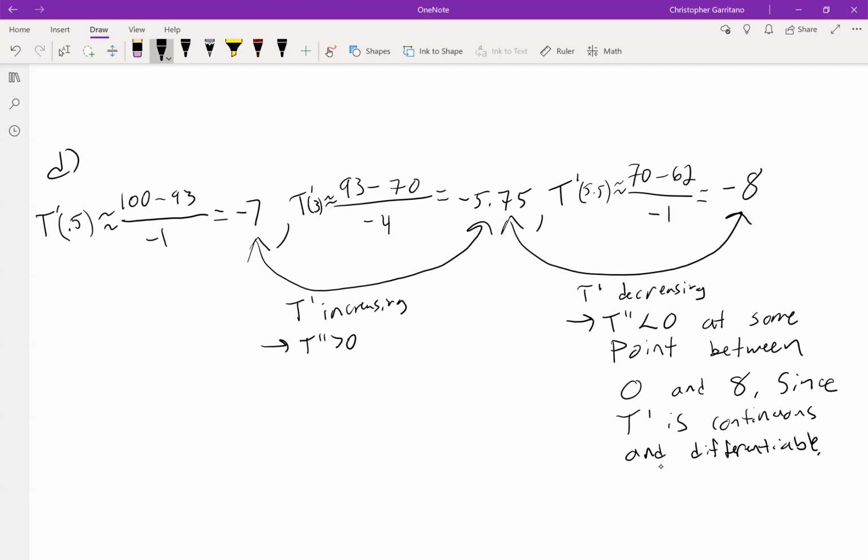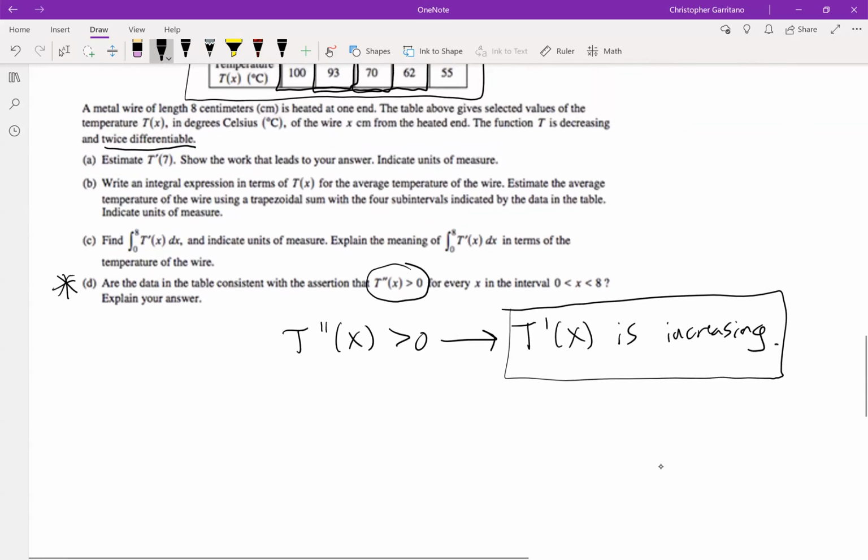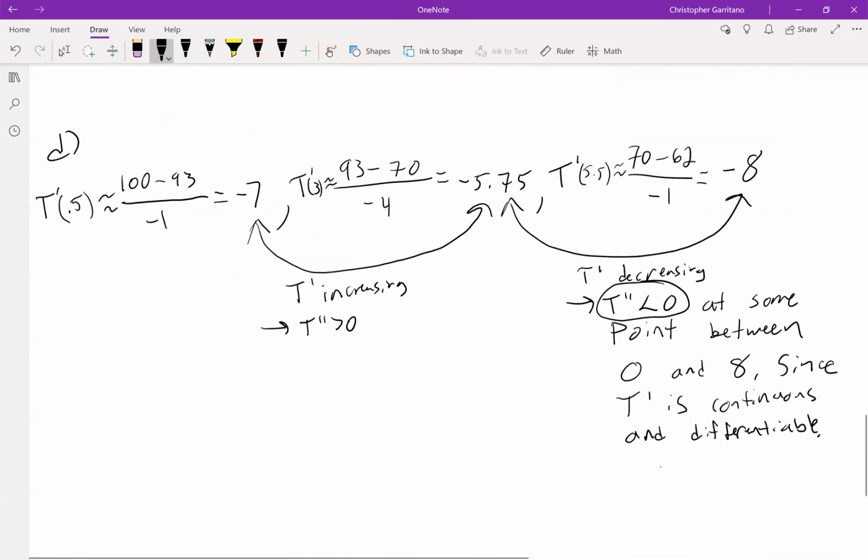Okay, and we also do have to assert that t prime is continuous and differentiable. So for us to make the claim that t double prime is negative on this interval, it must be the case that t prime is continuous and differentiable. And how do we know that t prime is continuous and differentiable? That goes back to the statement here that t is twice differentiable. All right. And there you have it.